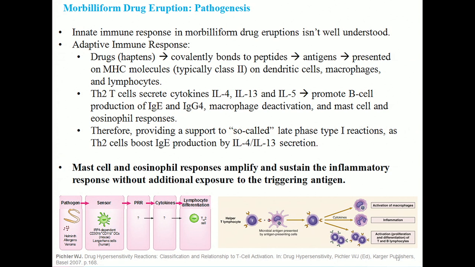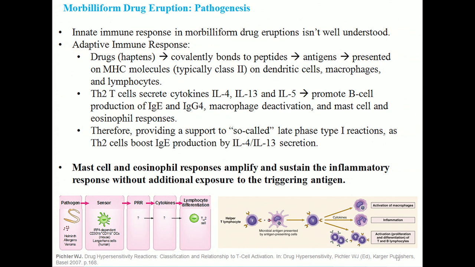The role of the innate immune response is actually not well understood, but in terms of the adaptive immune response, drugs act as haptens, which will covalently bind to peptides, rendering them antigenic, at which point they'll be presented on MHC class II molecules on dendritic cells, macrophages, and lymphocytes, which will result in the activation of Th2 cells and the Th2 cytokines, such as IL-4, 13, and 5. These cytokines promote B cell production of IgE as well as IgG4, macrophage activation, as well as mast cell and eosinophil responses.